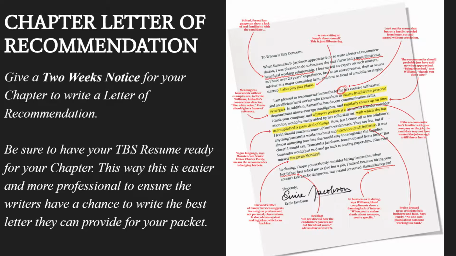This next slide is just talking about the chapter letter of recommendation. A lot of these are pretty similar, where you just need to give 2 weeks notice for somebody in your chapter, or the entire chapter, to write a letter of recommendation for you to run for office. This is usually the first thing you go through to have written out, because you need to have your TBS resume ready for the chapter representative who's writing it, or for the entire chapter to understand why you want to run for office and how you can do it.